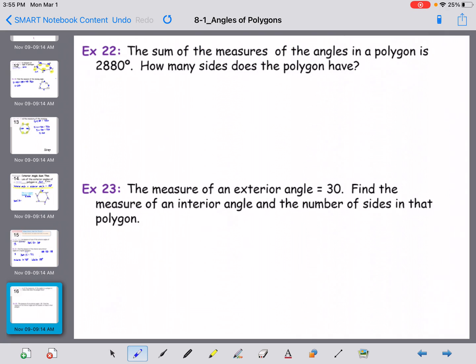Last slide. The sum of the measures of the angles in a polygon is 2,880. How many sides does the polygon have? Okay, so let's think about this. The sum of the measures of the angles in a polygon. So that means that when I take my formula, which is n minus 2, we talked about that one yesterday, times 180. When I take that formula, it equals 2,880.